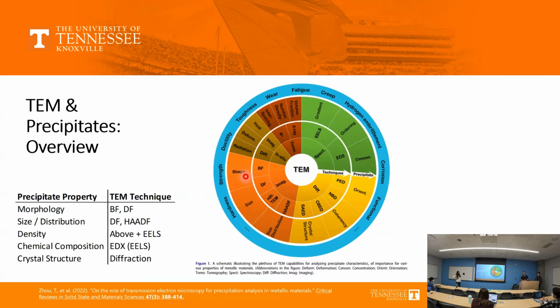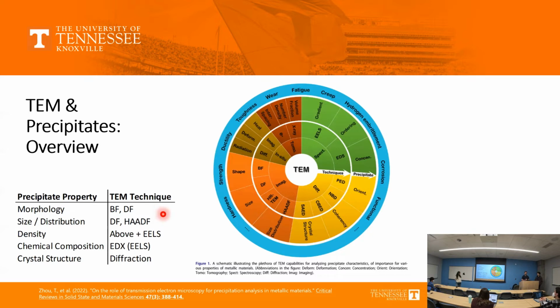Oftentimes, especially for nuclear materials, because we're concerned about precipitates as defect sinks, we want to know number density. So we need to know their spatial relationship to each other and the frequency they appear with in the sample, the shape, and the size.